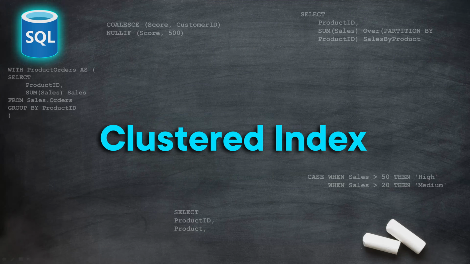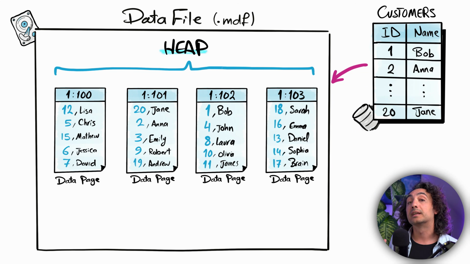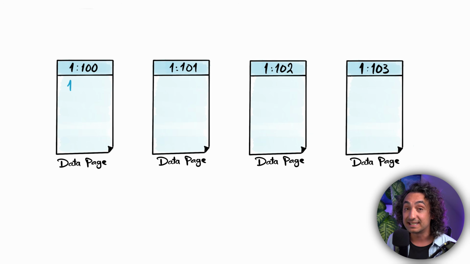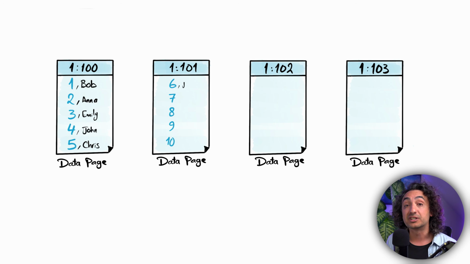So let's understand the first type of indexes, the clustered index. Alright, so now let's understand what can happen if you create a clustered index on your table. Say you created a clustered index on the ID column of the customers. So the first thing that's going to happen, SQL is going to physically sort all the data based on the column ID. So the rows are going to be rearranged in each data page from the lowest to the highest.